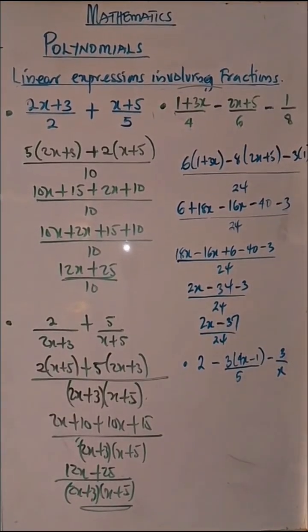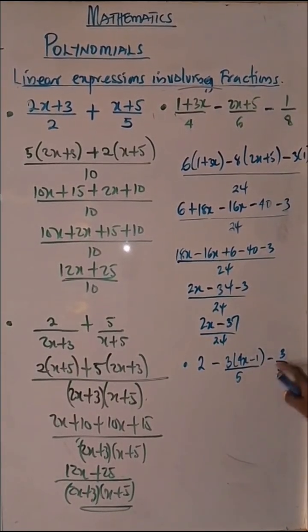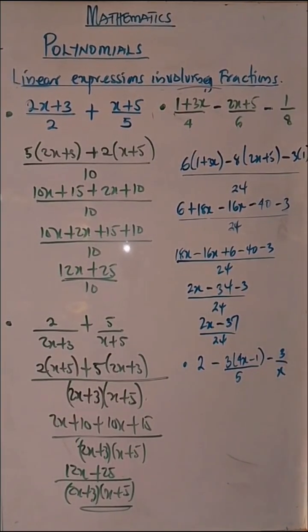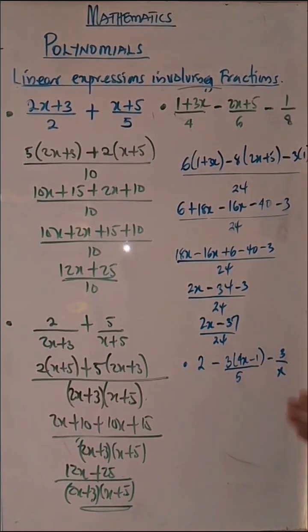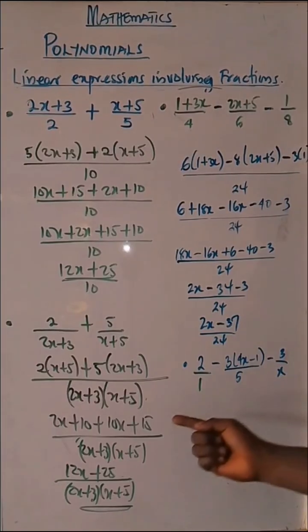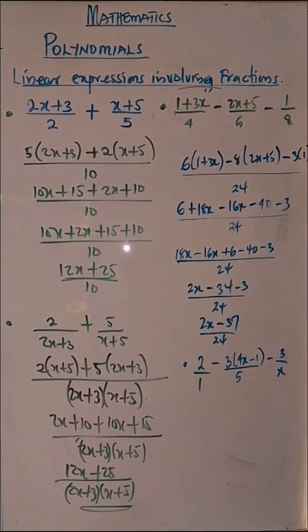2 minus 3 into 4x minus 1 over 5 minus 3 over x. Don't panic. If you have a question like this, what's the first thing? Every number must have a denominator. If it has none, put over 1 there. The next, you check what is the LCM of 1, 5, and x. As soon as you have x here, just multiply. 1 times 5, 5. 5 times x, 5x. So the LCM is 5x.